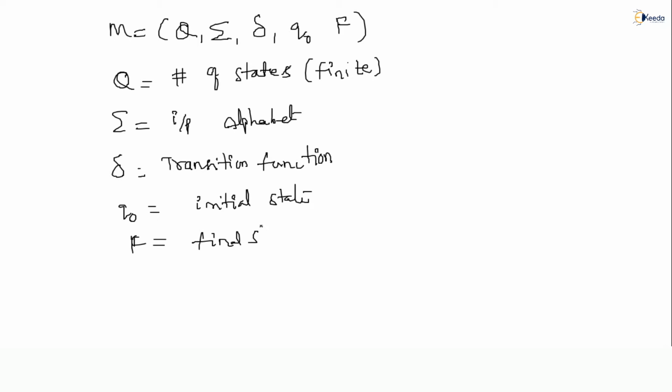So final state. Please do understand, all of you, this F is a subset of Q. What is Q? Q is the number of states. F is a subset of Q, nothing but the final states, which could be one, two, or more. All states can be final also. That you have to understand. Are you getting my point? Q naught, what is Q naught? Q naught belongs to Q only. It is one of the states only.